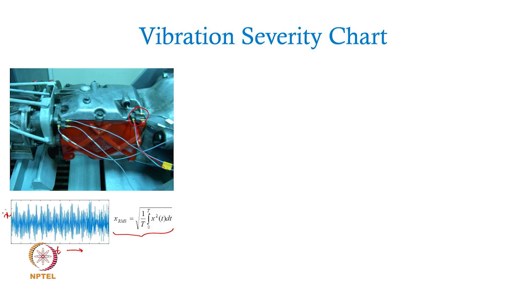Of course, this shows x as a continuous function of time, but you can use discrete values of x at every sample value, and then instead of integration, you can sum all these values and find out the RMS value of that digitized signal. But you can also find out this RMS using this expression.